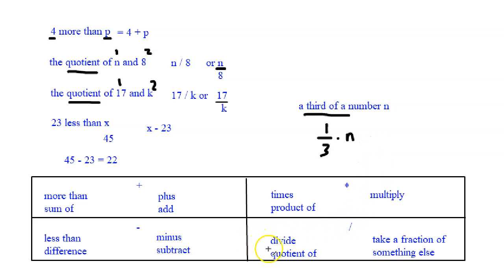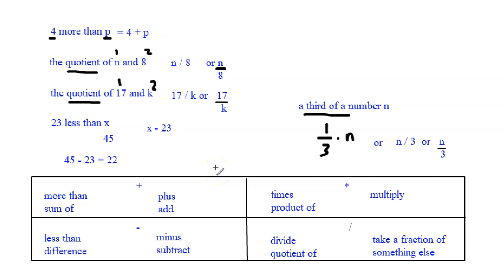Now that also leads us to the next part, which is division, which has divide, quotient of, take a fraction of something else as well, because I could rewrite this as a third of a number n. I could rewrite this as n divided by 3, or the other one, which would be the fraction, n over 3. So as you can see, it depends on how you look at it.